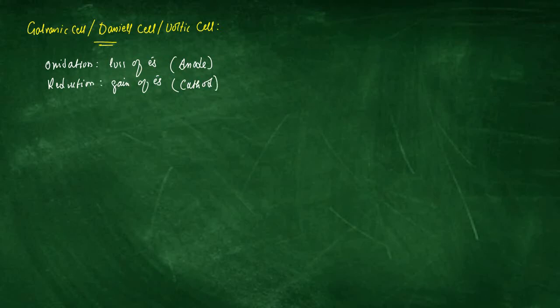Usually we have two different types of electrodes. These are electrodes. An electrode is a metal plate where oxidation and reduction take place. So oxidation is the loss of electron and reduction is the gain of electron.